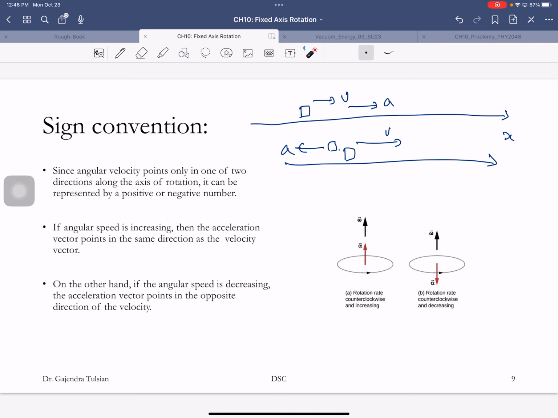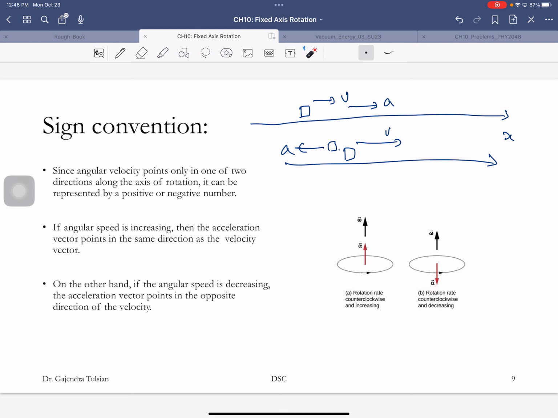Same thing with angular motion. So if an object is spinning like this, again, use your right hand, point your fingers in this direction, the velocity is pointing in that direction. And if the acceleration points in that direction, the angular speed is increasing. If the velocity is pointing this way and the acceleration is pointing that way, the speed is decreasing.